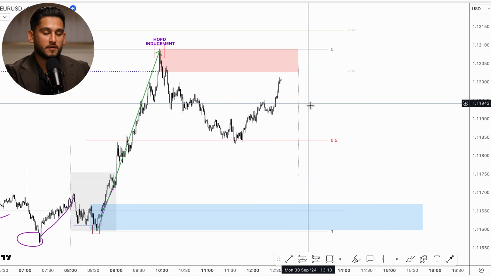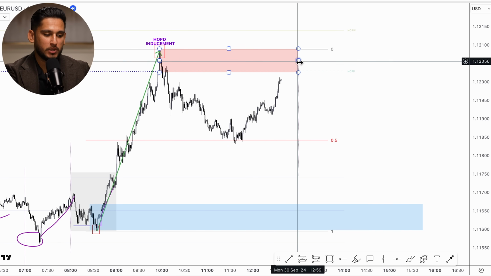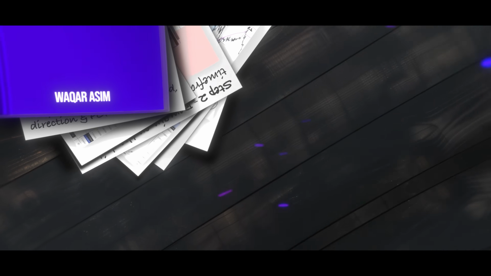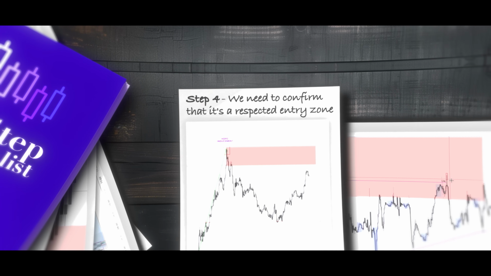So step number 3 was finding that rejection zone. We've identified it based on high of previous day inducements. We look for some rejection within this point of interest. Step number 4, now that we've identified the zone of interest on M1 on an intra-session level, that was the first domino, the inducement of the day. Now we need to confirm that it's a respected zone and actually find an entry to sell.